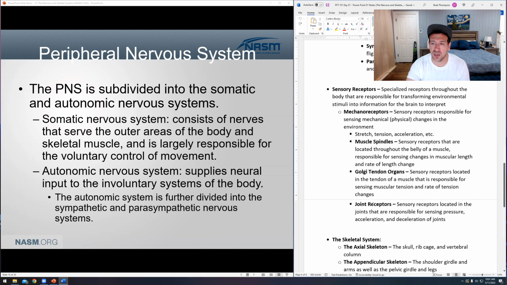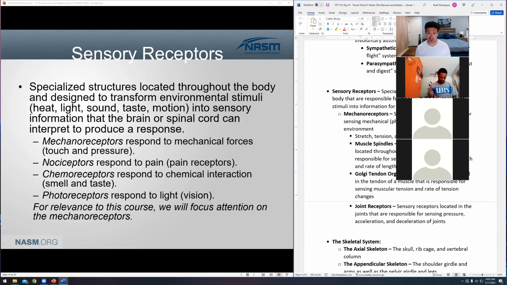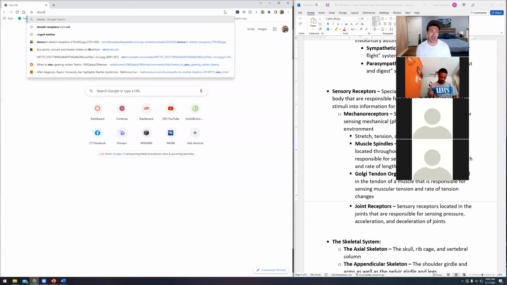So those are the divisions of our nervous system. Now, probably the coolest thing we're going to look at today, in my not always so humble opinion, are our sensory receptors, okay? So sensory receptors are part of your nervous system, but they don't live in your nervous system. They actually live in other places. So we actually saw a sensory receptor earlier when we looked at the stomach.